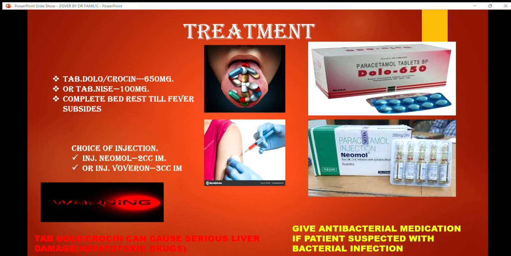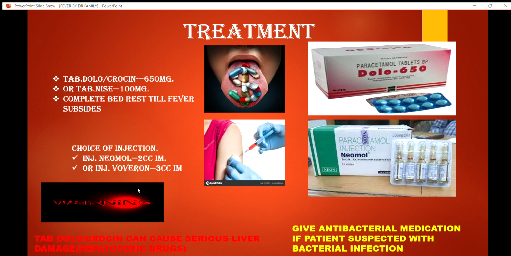That is called analgesia. And you can use nimesulide, 100 milligram, also. And the patient should take complete bed rest till the fever subsides. And if you go with the choice of injection, we have injection Neomol, and 2 cc you can use intramuscularly. In the diagram there we can see that. And injection Voveran you can use, 3 cc intramuscular.